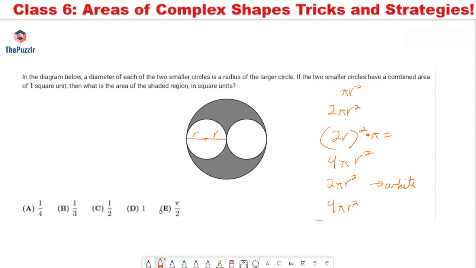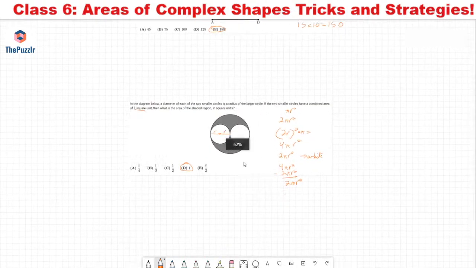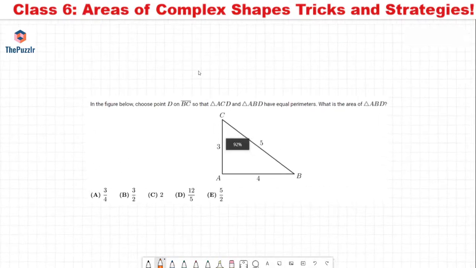If I want to find the black part, I just subtract the white part, 2 pi r squared. And this gives us 2 pi r squared. So the shaded black part is also equal to 2 pi r squared. Our initial white stuff is equal to 2 pi r squared. Our black stuff is equal to 2 pi r squared. The white circles we already know are equal to 1 square unit. And since it's the same for both, the black part is also equal to 1 unit. And we move on without ever finding the value of r.